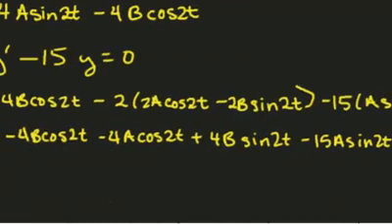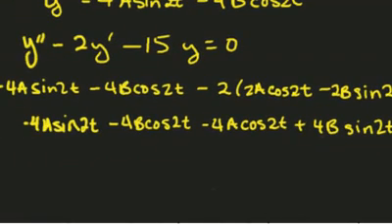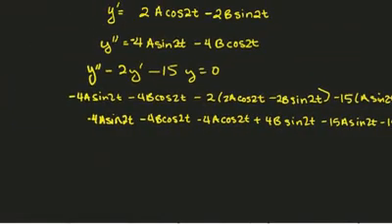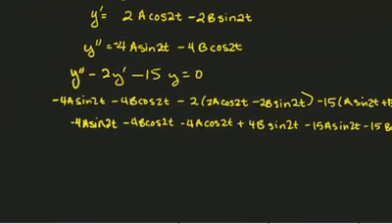Now you combine your like terms. I'm going to zoom out a little bit so I can see the whole thing. All right, let's see what we got here. We got a 4a sine 2t, and negative 15a sine 2t. So it's going to be a negative 19a sine 2t. So that takes care of that one and that one.